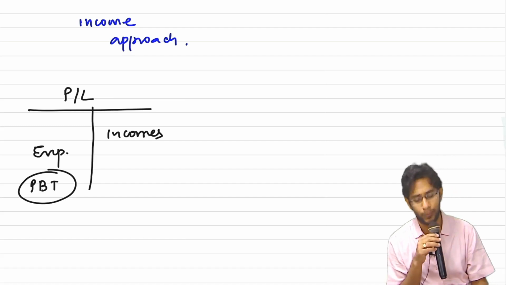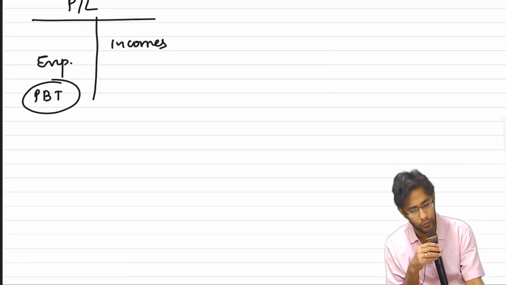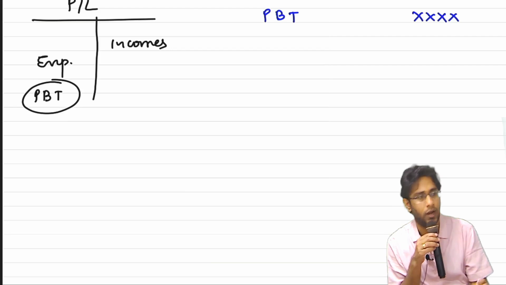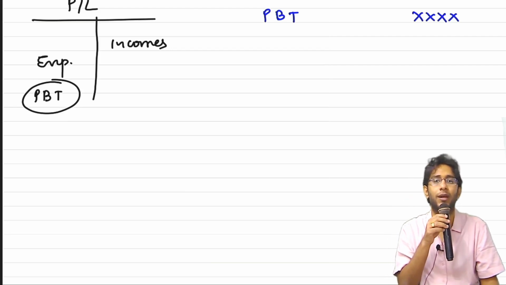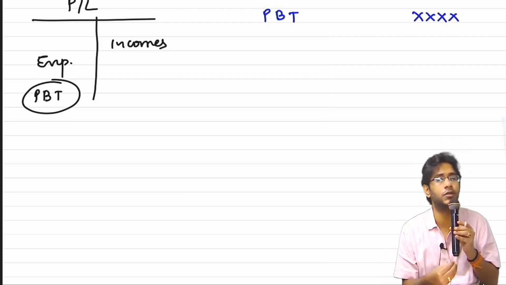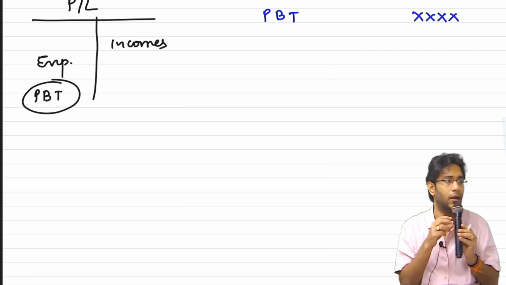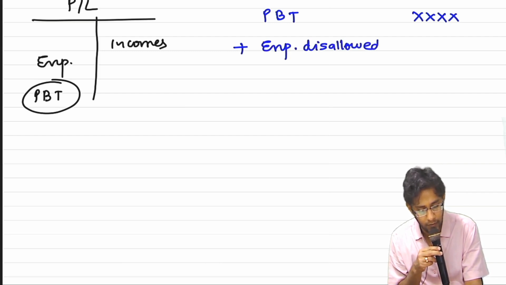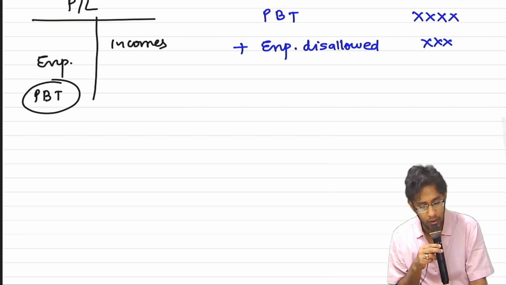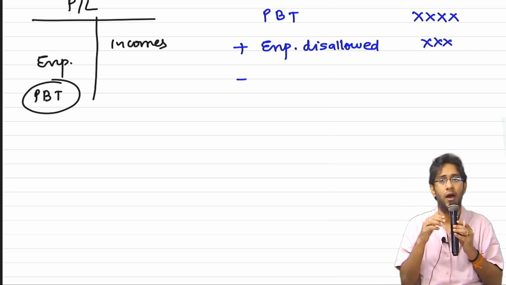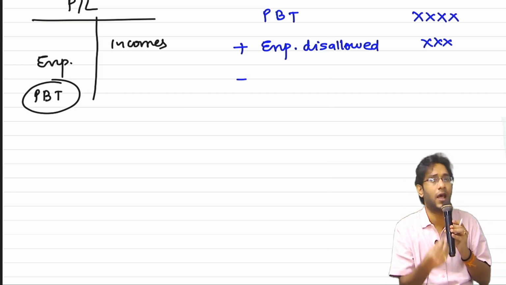Now, if you remember your PGBP chapter, how you used to do it, you used to take profit before tax as given in the accounting P&L account, so that you could make adjustments. There are some expenditures which you booked in your P&L account, but those expenditures are not acceptable. So we'll say those expenditures are disallowed. Some expenses are disallowed forever. Some expenses are allowed with a different amount.